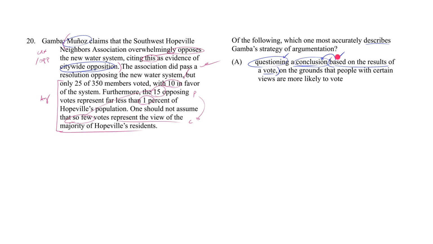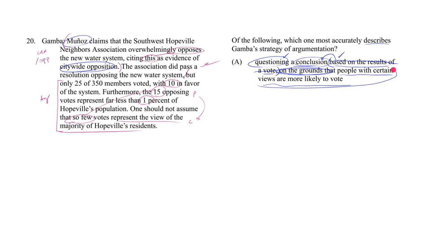So this descriptive accuracy test, the modular application of it, 2 locations. So far, answer choice A passes on both. Here comes the rest of A. Gamba is questioning this conclusion. Now we don't really have to worry about this. Gamba is questioning this conclusion on the grounds that, right? Meaning she's using as her premises, people with certain views are more likely to vote. That's what she's saying to Muniz. Hey, I'm not so sure about your conclusion of citywide opposition because did you take into account people with certain views are more likely to vote? Do you see what I mean?